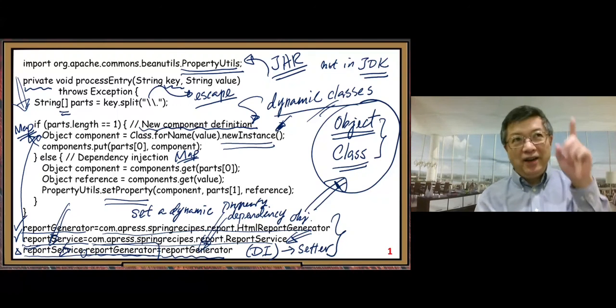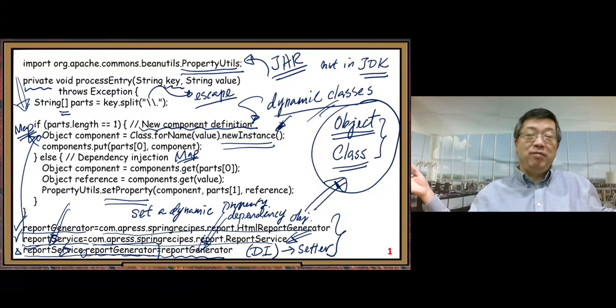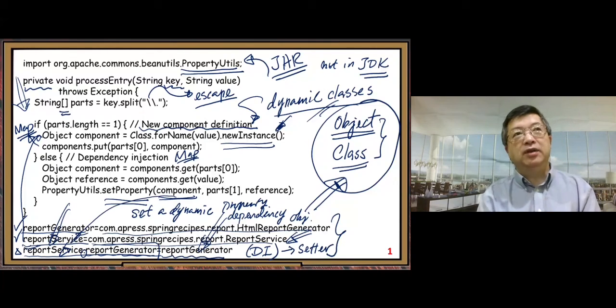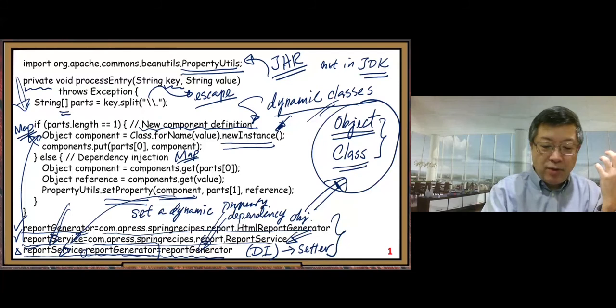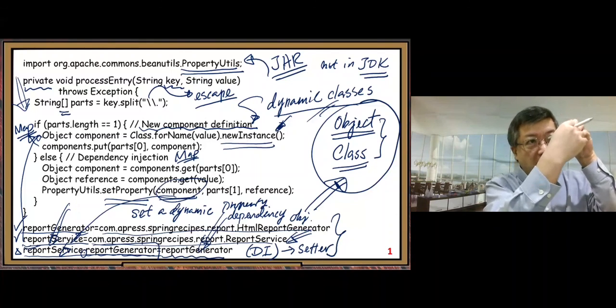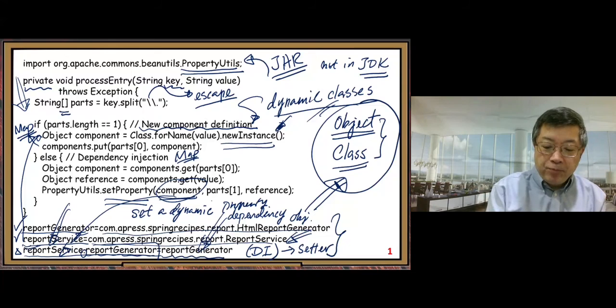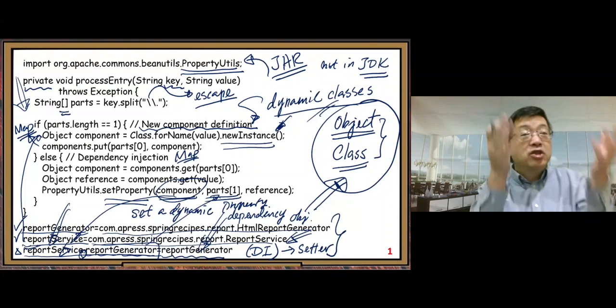How to do that? Here, this PropertyUtils allows us to do it. setProperty sets a general property. We do not know its name, but we just want to set a property. How to do it? The component is the object whose property we want to set. When you say property, you have to use a Java object to set a property inside it. So this component is the object whose internal property we want to set. Then parts at index 1 is the property name. The part after the dot is the report generator, so parts[1] corresponds to reportGenerator. That's the property name.